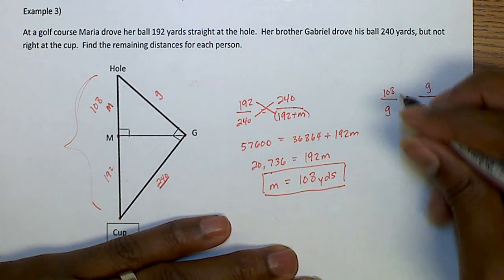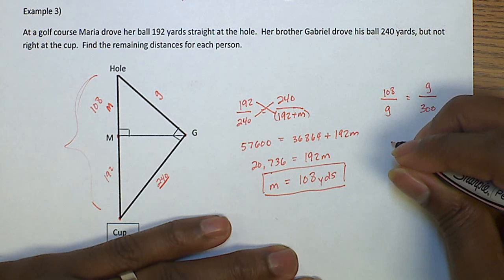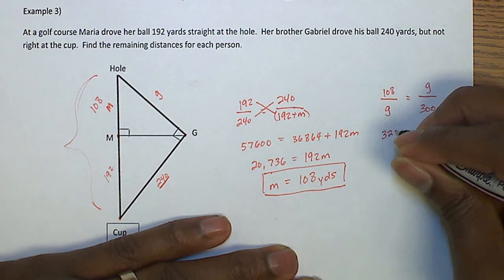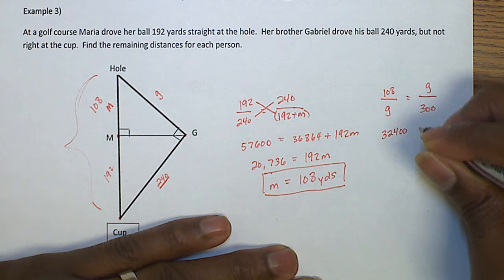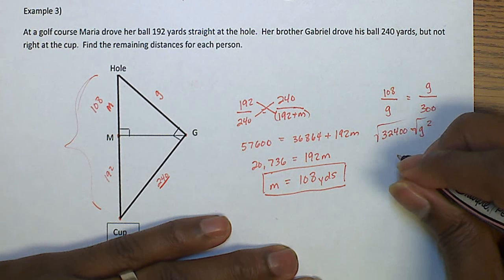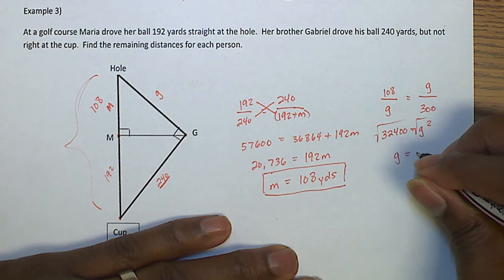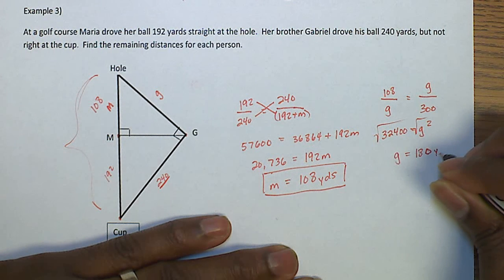Okay, so I multiply these two, and that gives me 32,400, equals G squared. And then to find out what G is, I just take the square root of both numbers. In this case, G is 180 yards. Okay.